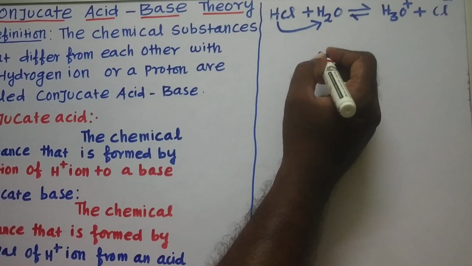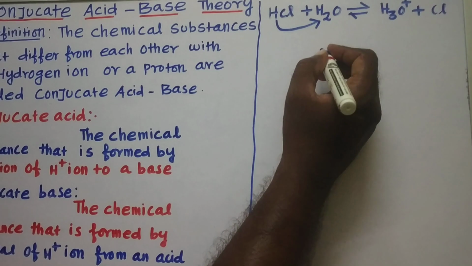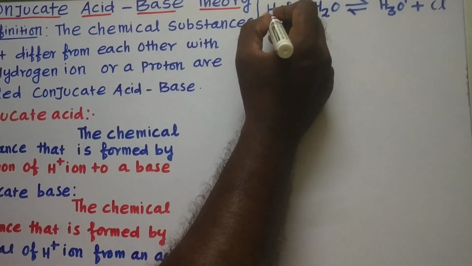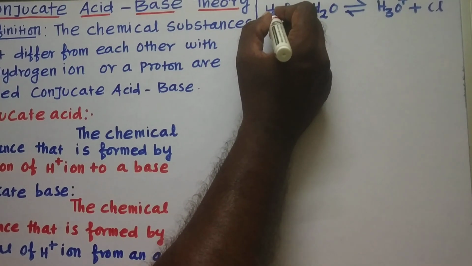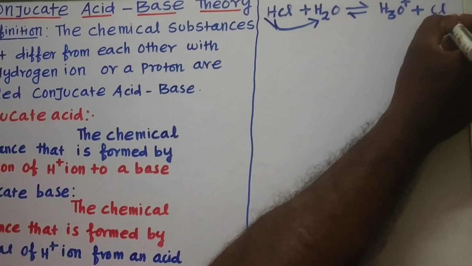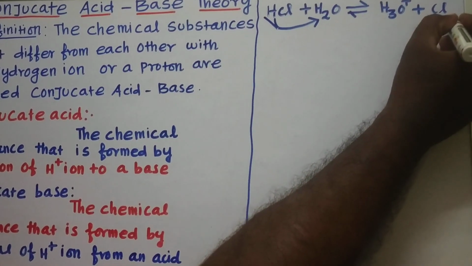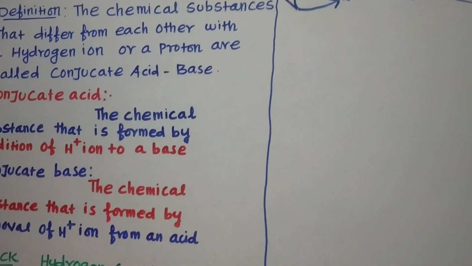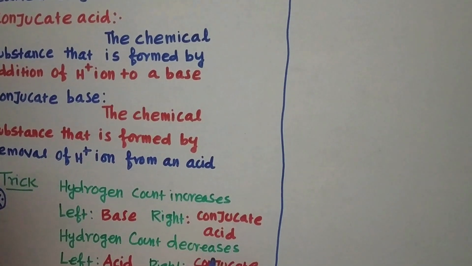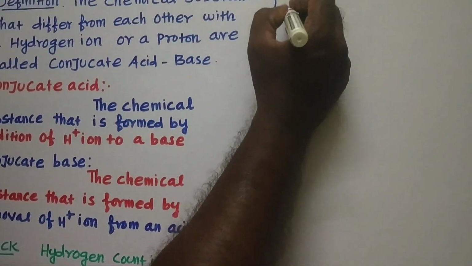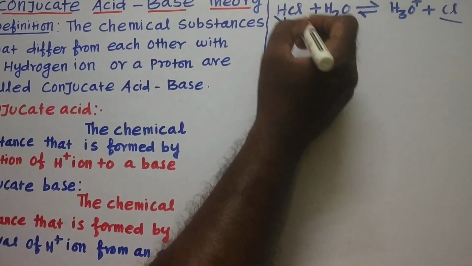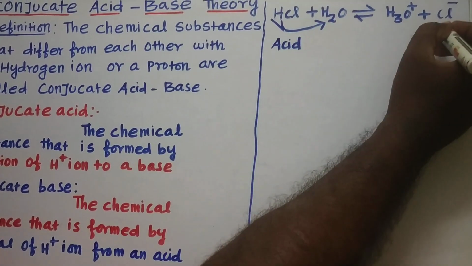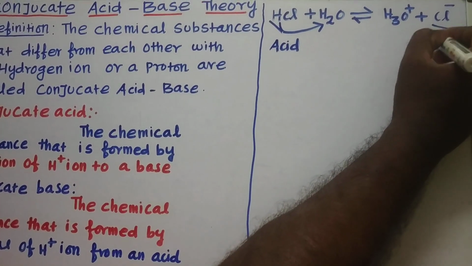Okay, now we consider the hydrogen count. Now this HCl contains one hydrogen. Here Cl minus does not contain any hydrogen. Therefore, based on the trick, the hydrogen count decreases. Therefore this left side acts as an acid. Okay, the same substance on the right side acts as a conjugate base.